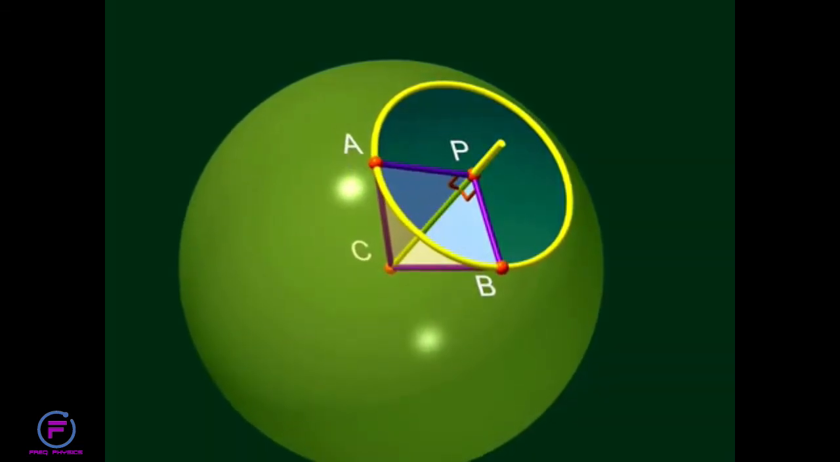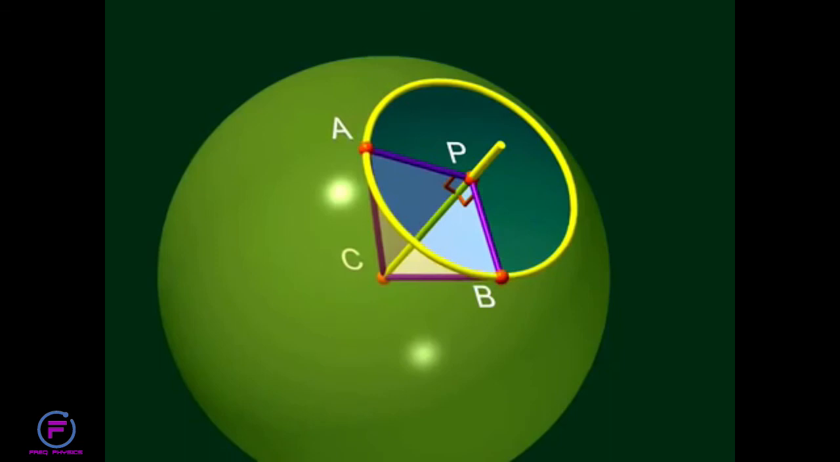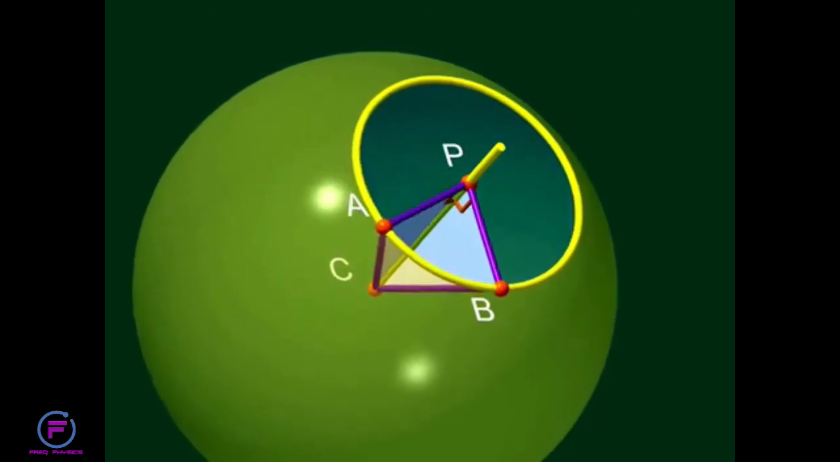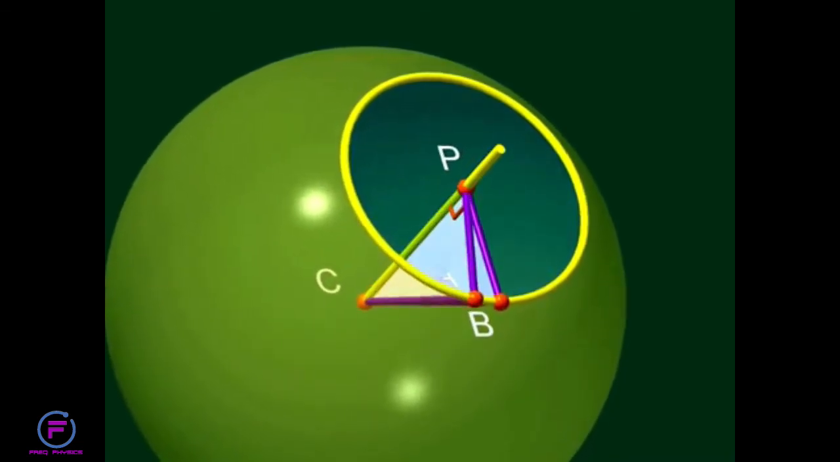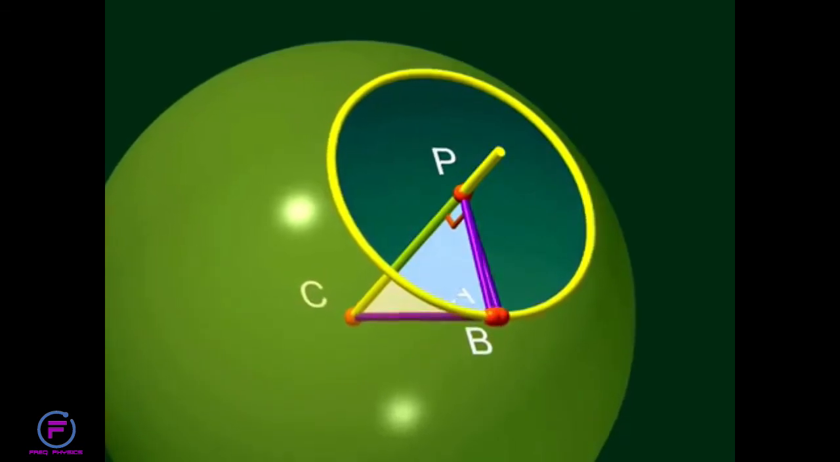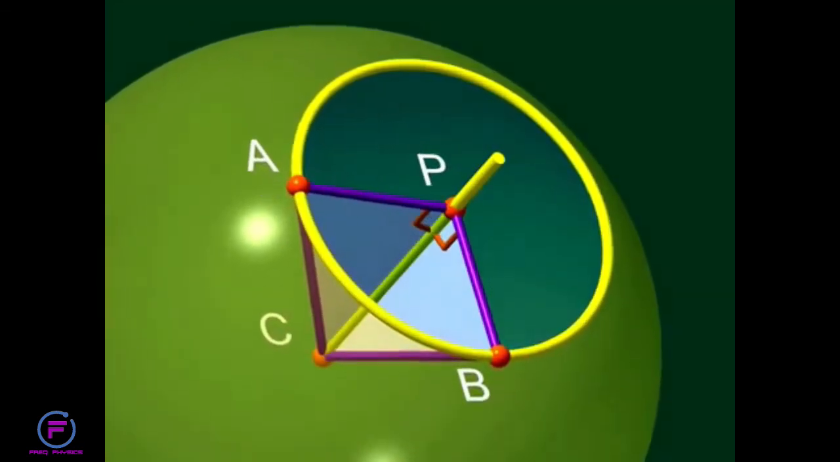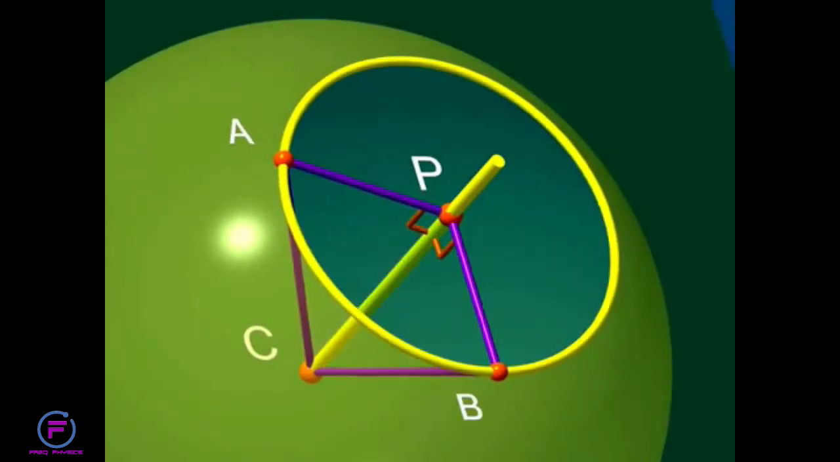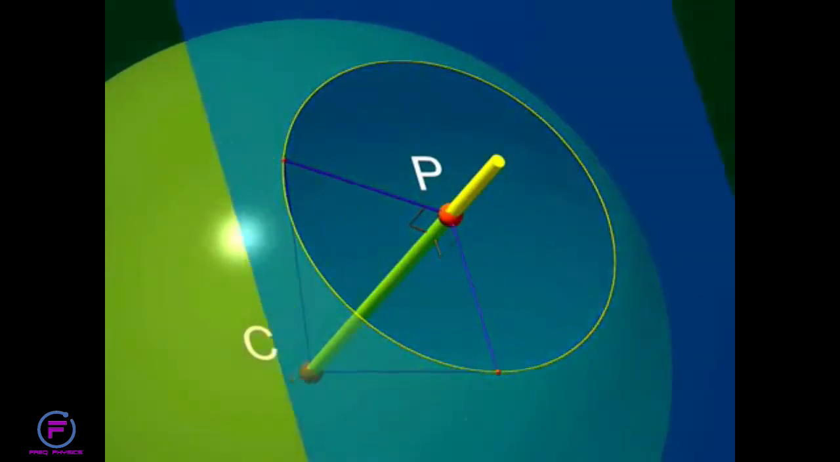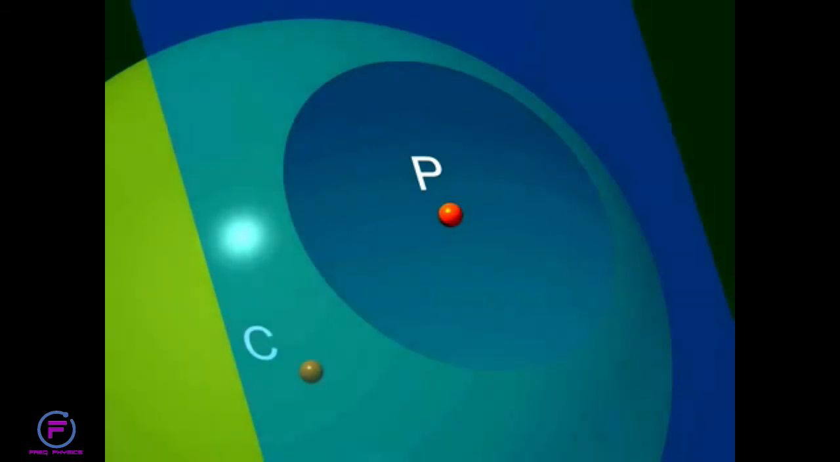Therefore, we have proved that all points which are both on the sphere and the plane belong to some circle. Does that imply that all points on this circle are on the sphere and on the plane? A priori, no. We still have to prove it.